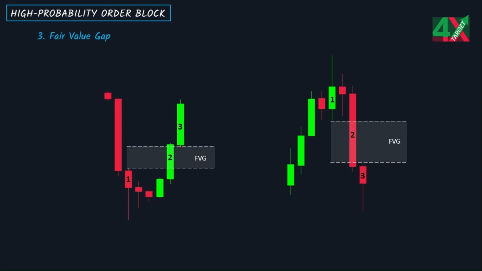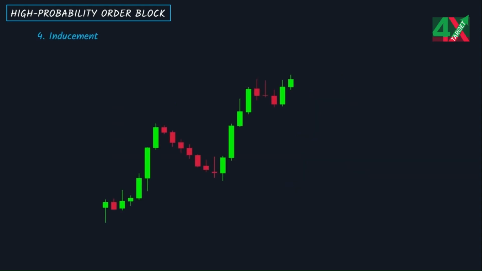The final confirmation for a high-probability order block is inducement. Inducement refers to the minor pullback that forms after a valid break of structure. This pullback traps retail traders into early entries and creates liquidity. When price returns to take out this inducement level, it signals that smart money has gathered the liquidity needed to continue the move.